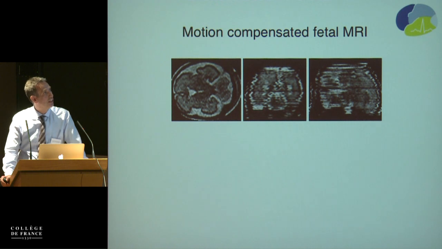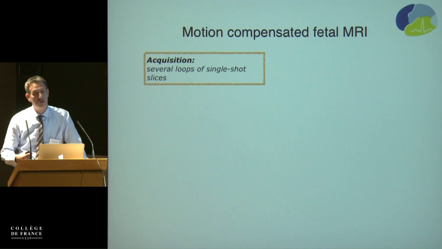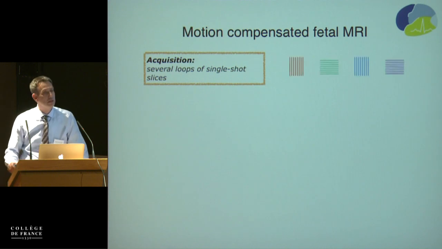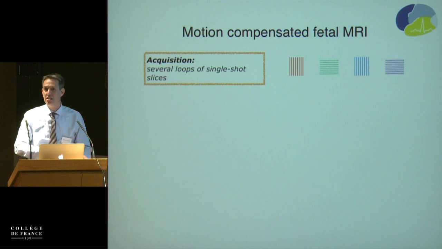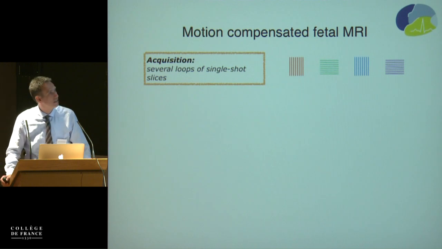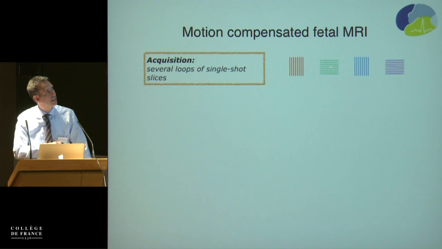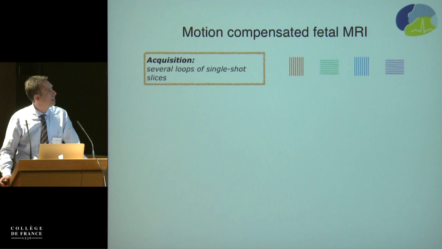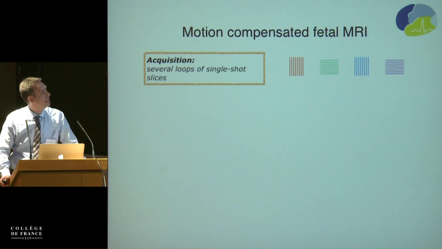So we have been working on a number of different approaches for reconstructing a motion-free image set. And the way we do this at the moment is we acquire multiple sets of 2D slices in different directions. So I'm going to acquire one data set in an orientation like this, one in an orientation like this, and we're going to oversample our data set.